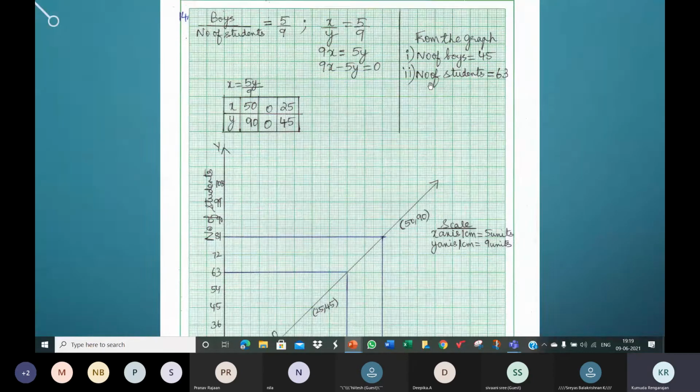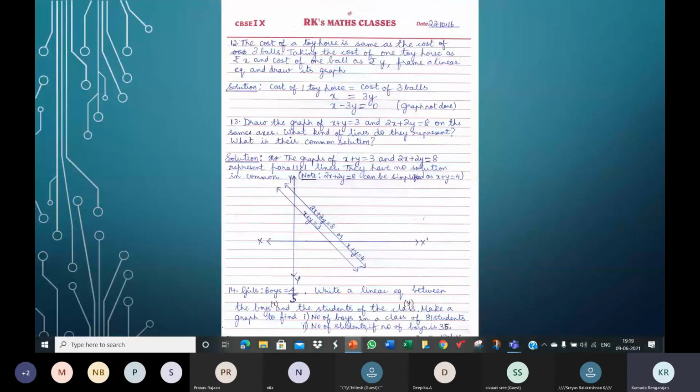Then there's another question to be answered from the graph, where it's given the number of boys is 35. You can see it right below. Number of boys 35. Find the number of students of the class. Given the number of boys, we need to find the number of students of the class. So we're given the value of x and we need to find the corresponding value of y.